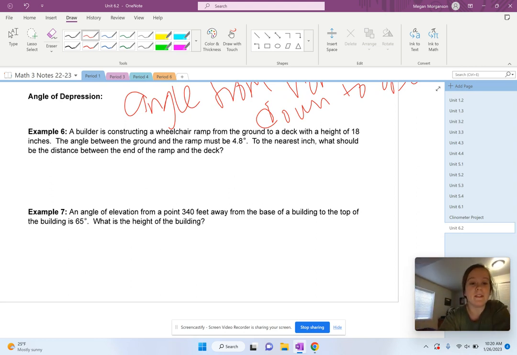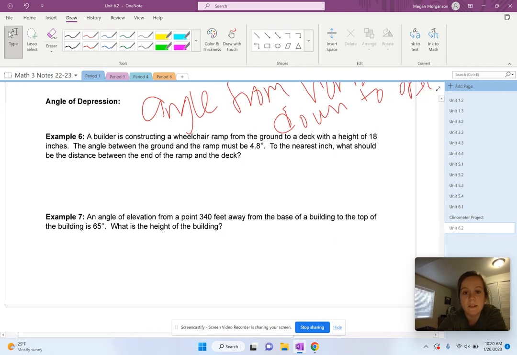So example 6, you've got a builder constructing a wheelchair ramp from the ground to a deck of a height of 18 inches. So picture your mom is getting old. You don't have the money to hire someone to build her a ramp. You've got to build it yourself, and you can't waste any money. So let's draw this out.